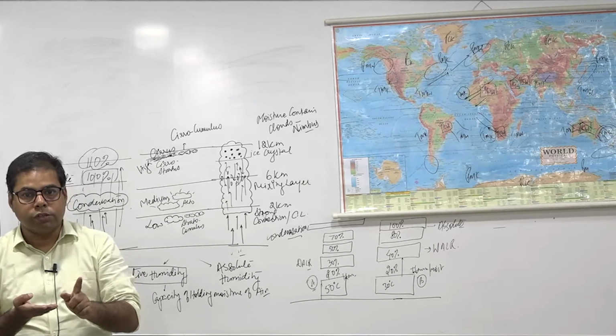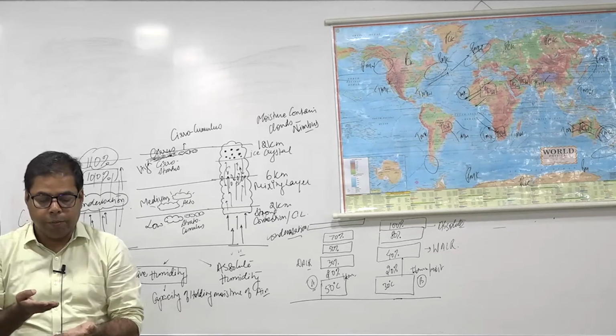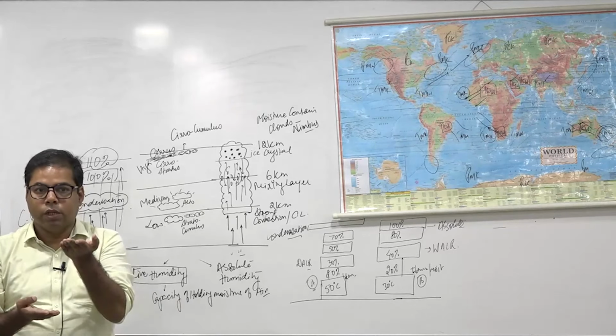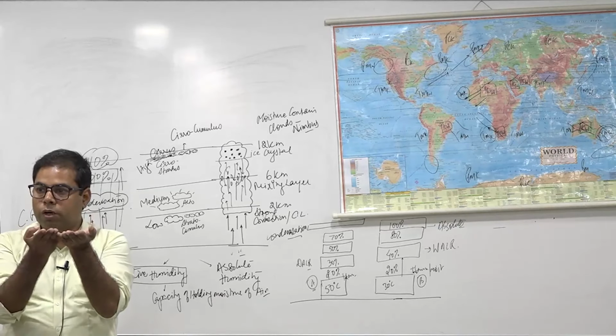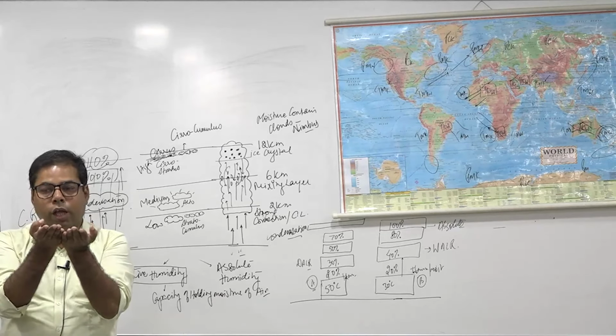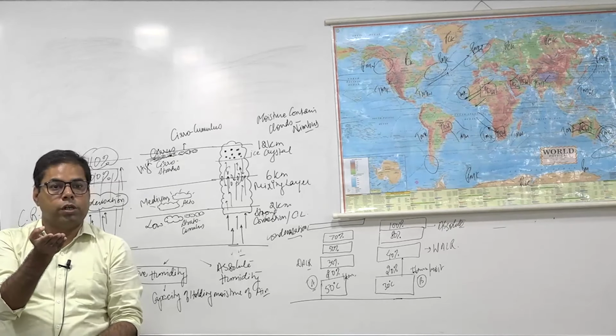If the strong convection is there but not for the long period of time, then what will happen? The air will lift and it will lift the moisture upward, the air will be saturated and it will fall in the form of rain. There will be torrential rain.